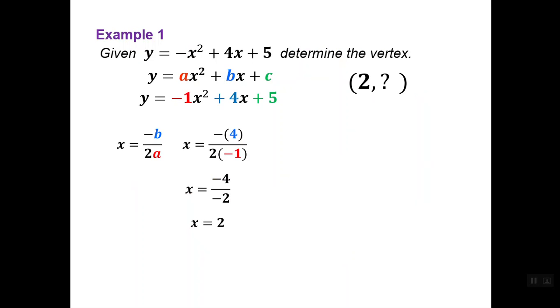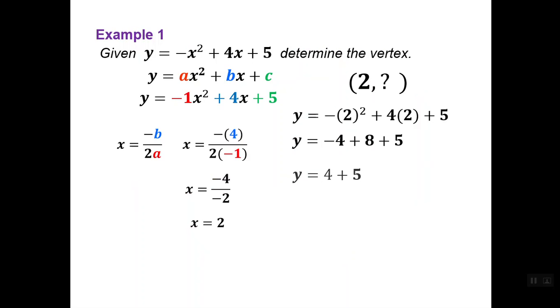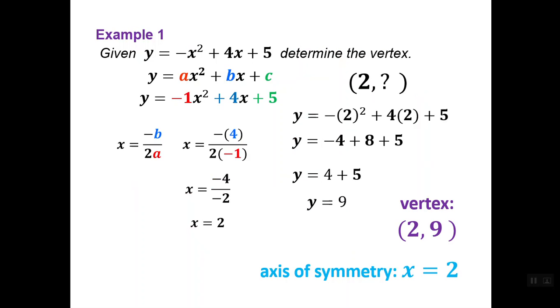So to figure out that something, we take the x value of 2 and we plug it into our equation to solve for y. So anywhere there's an x, I put a 2, and I do the computation, and it comes out that y is equal to 9. Therefore, the vertex is the point (2, 9). Now, if we want to think about the axis of symmetry, it's the vertical line passing through (2, 9), which would be the equation x equals 2.